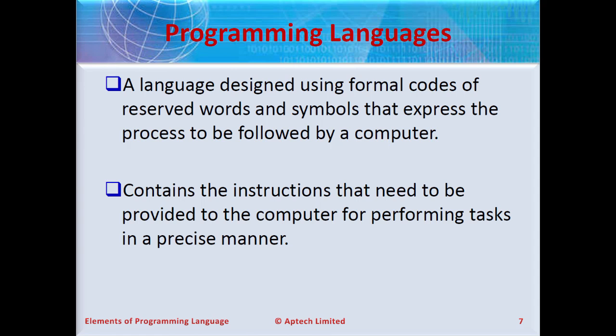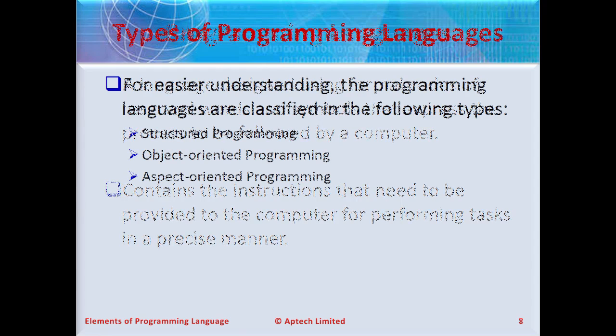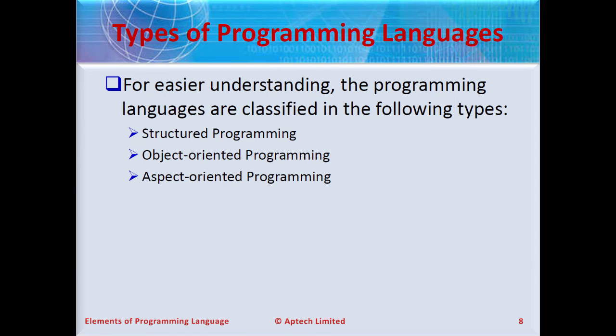A programming language is a language or a tool designed using a formal code of reserved words and symbols. Reserved words are called keywords, and symbols which express the process to be followed by the computer. It contains the instructions which need to be provided to the computer to perform tasks in a precise manner. We have different types of programming languages, and these are given here. Now, for easier understanding, the programming languages are classified into the following types.